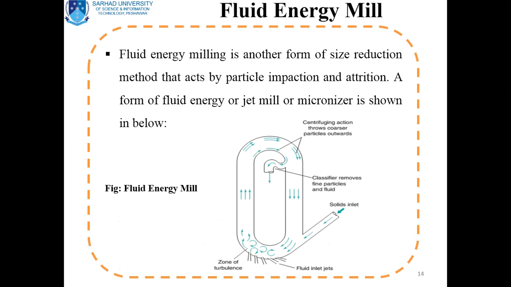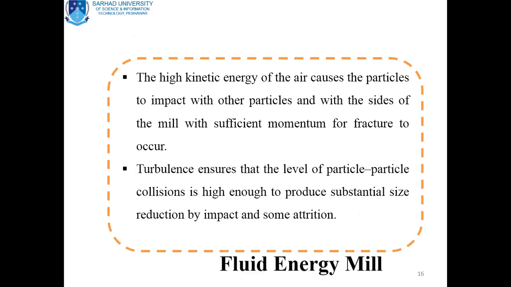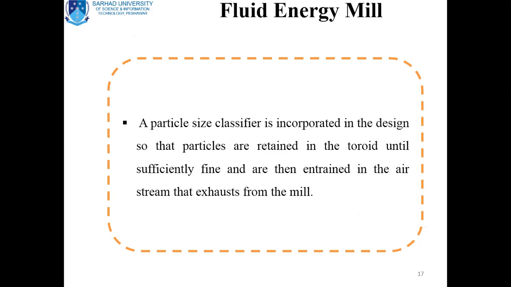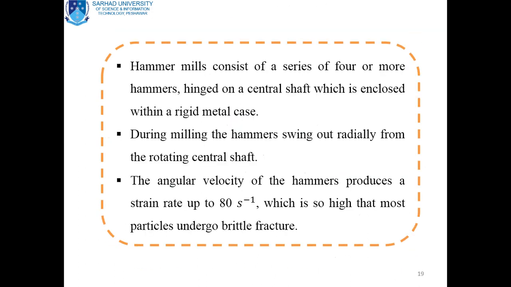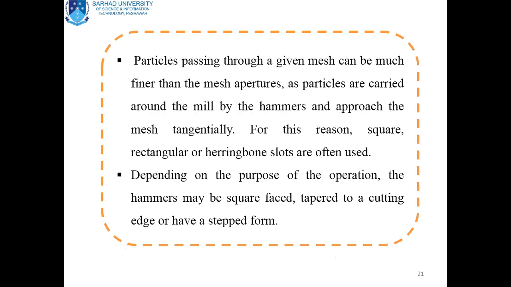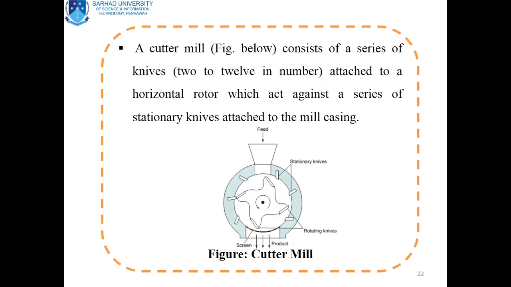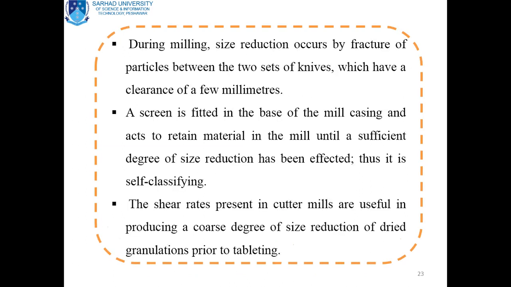Then we explained the fluid energy mill, the classifier and the fluid energy mill, the hammer mill and the use of the screen in the hammer mill, and the cutter mill with stationary knives, rotating knives, and again a screen, with a metal casing at the bottom for classifying the degree of size reduction.